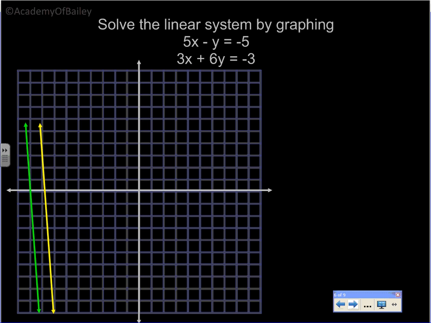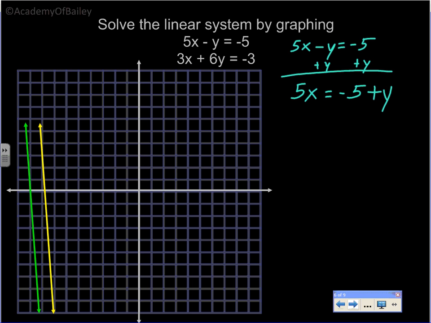So this one here, it says 5x minus y is equal to negative 5. I want to go ahead and change that to slope-intercept form. You could find the intercepts fairly quickly if you wanted to with that one, but I'm just going to change it to slope-intercept form real quick. I want to add y to both sides, so 5x is equal to negative 5 plus y.